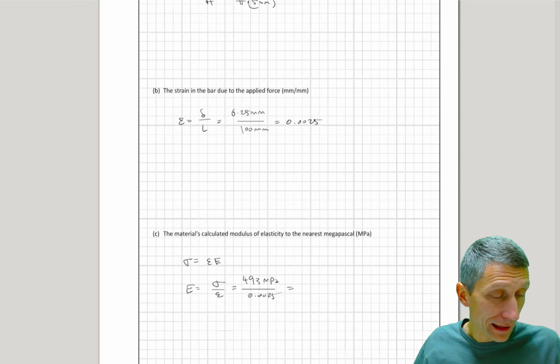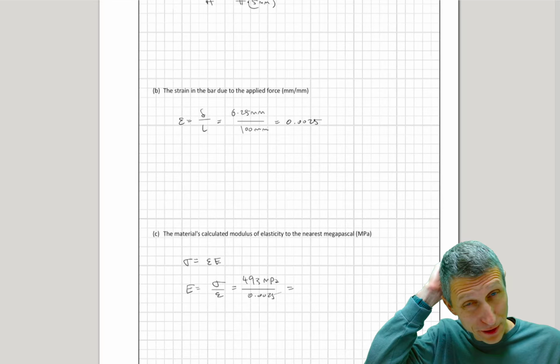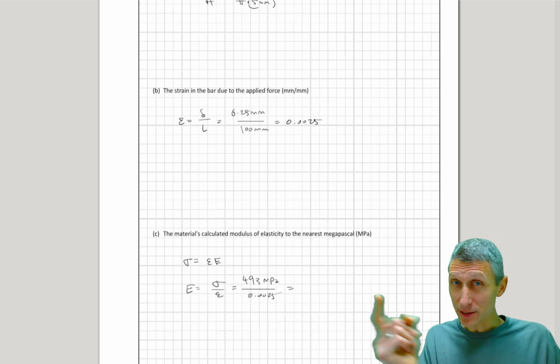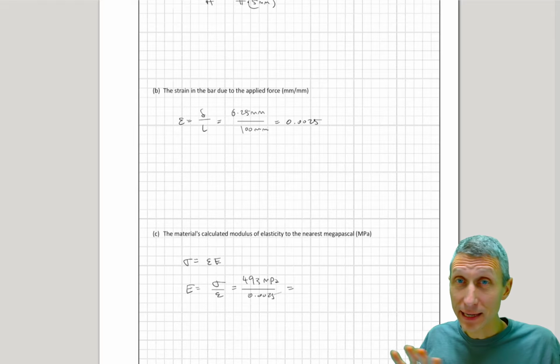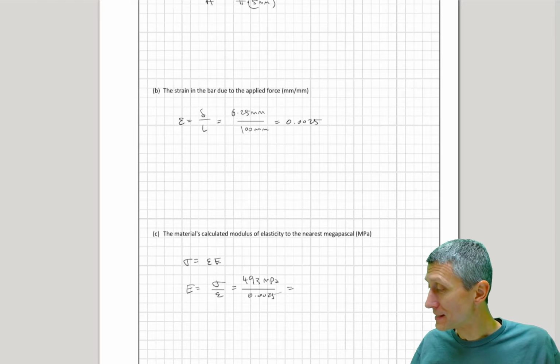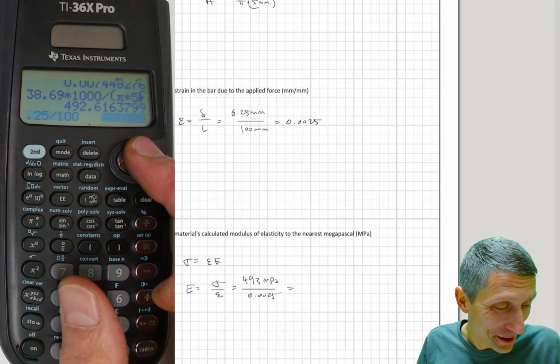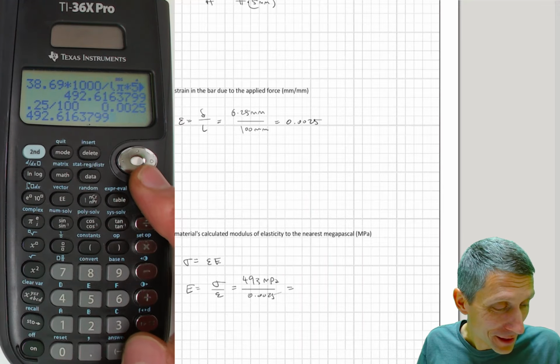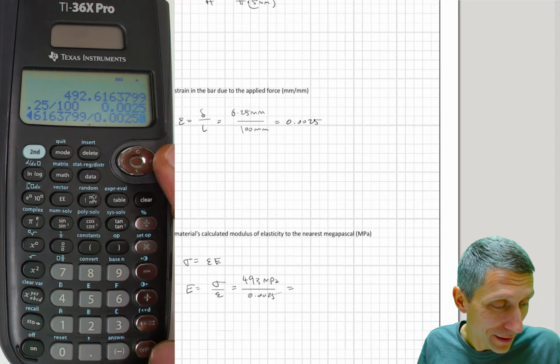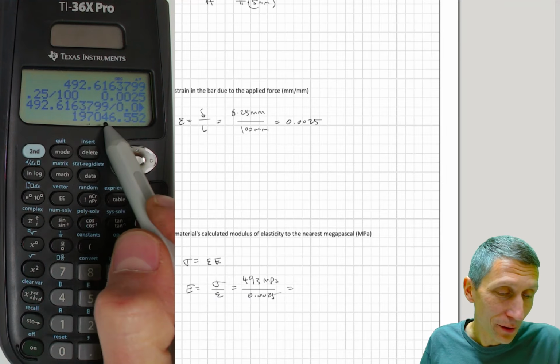So let's find that. Does anybody remember the modulus of elasticity for steel? 29,000 KSI, that came up on the previous problem, but in megapascals, it's typically around, remember? Let's find it here. So 492 divided by this 0.0025, it's typically around 200.